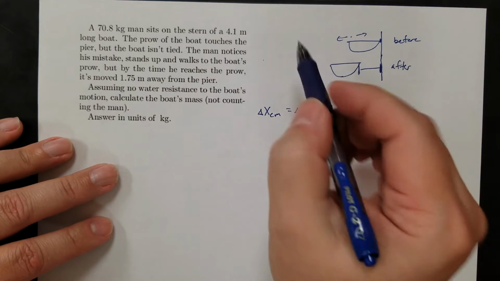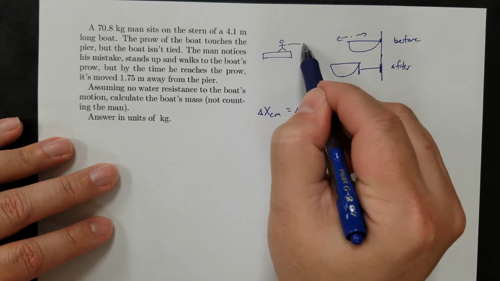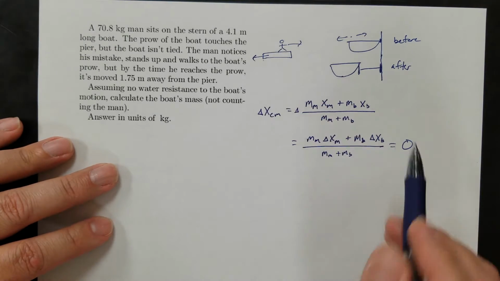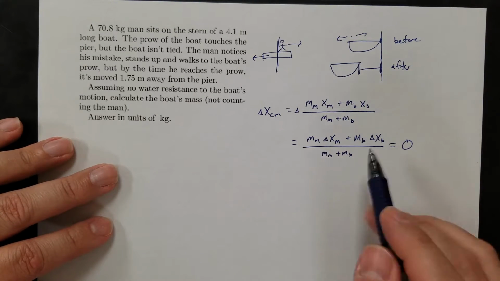Right? So it's like if you're on a floating raft. If you're standing here on a raft and you walk this way, the raft is going to move this way, but the center of mass is always going to stay where it is. Right? That's what this is saying.